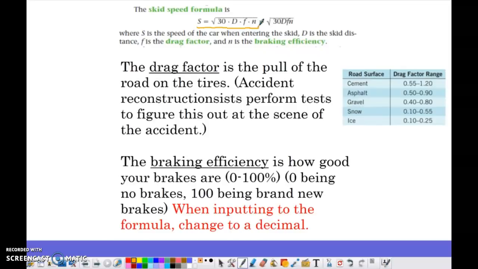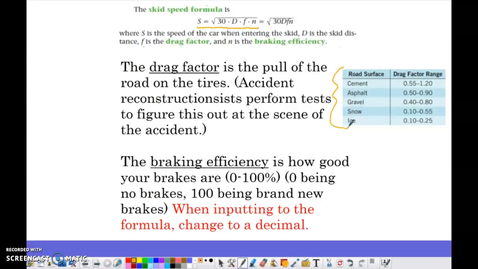F is the drag factor. And the drag factor is just the pull of the road on the tires. So basically, the drier the road, the higher the drag factor. And over here, I have a little table illustrating that. We see on a road with ice, the drag factor is not very strong, meaning there's not a lot of pull on my tires, meaning it's harder for me to stop quickly. Same thing with cement, apparently the drag factor is the highest, meaning I could stop much quicker on a cement road than I could, obviously, on an iced road.